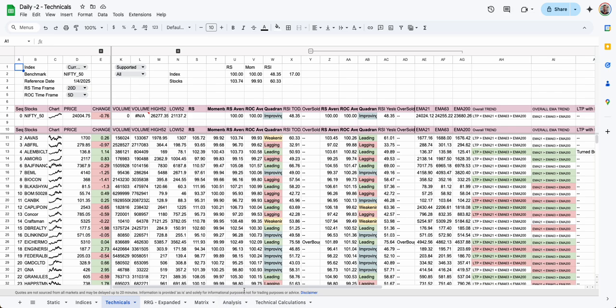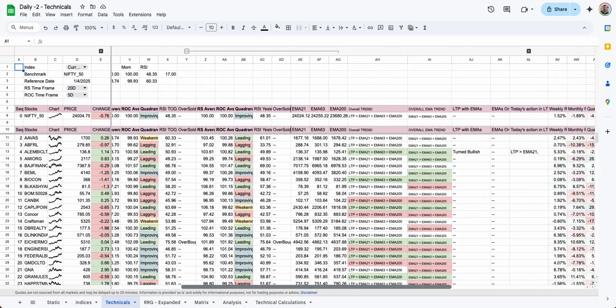Using the EMAs, I can calculate where the EMA is with respect to the current market price. In this case, Aavas Finance's last trading price is greater than EMA 21. EMA 21 is less than EMA 63. EMA 63 is greater than EMA 200. Just the EMA trend is in here.